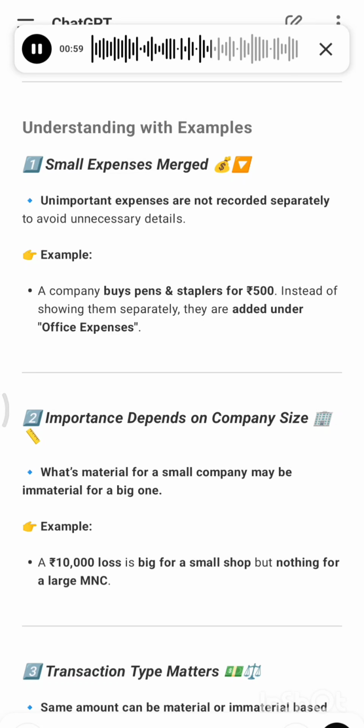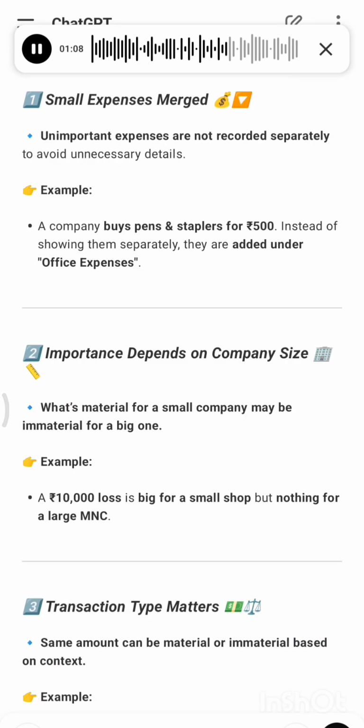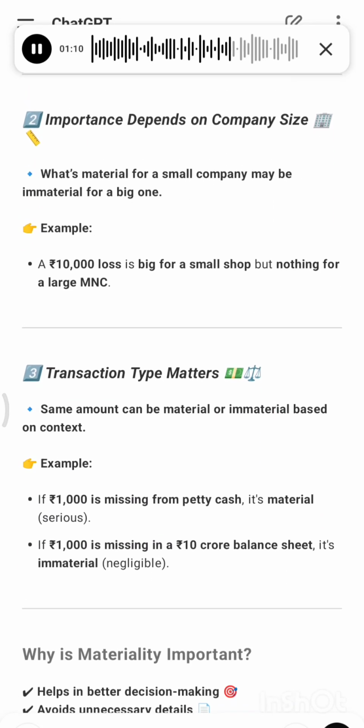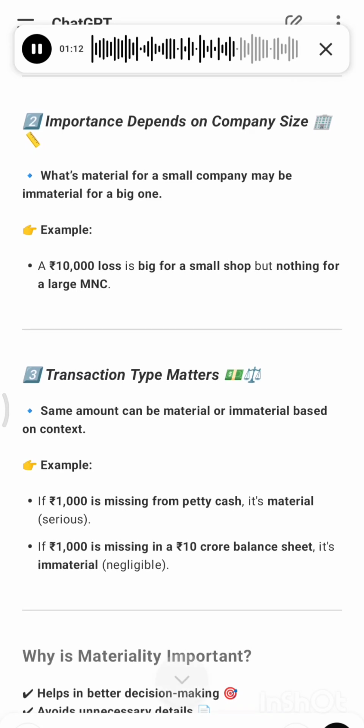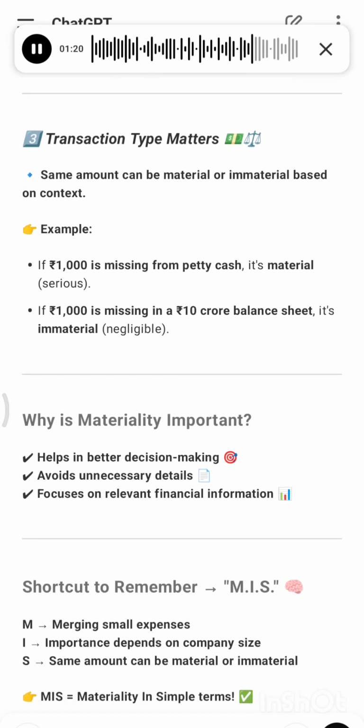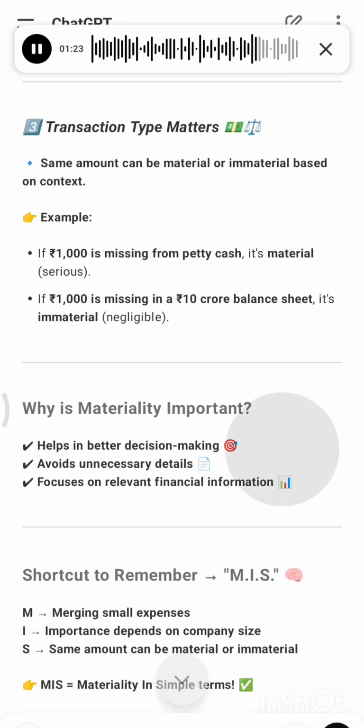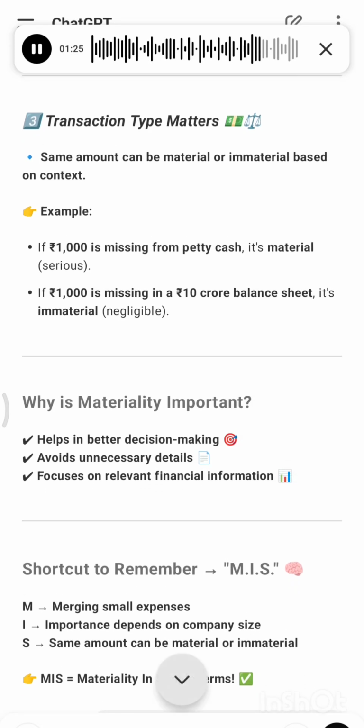3. Transaction type matters. The same amount can be material or immaterial based on context. Example: if 1,000 is missing from petty cash, it's material, serious. If 1,000 is missing in a 10 crore balance sheet, it's immaterial, negligible. Why is materiality important? It helps in better decision-making, avoids unnecessary details, and focuses on relevant financial information.